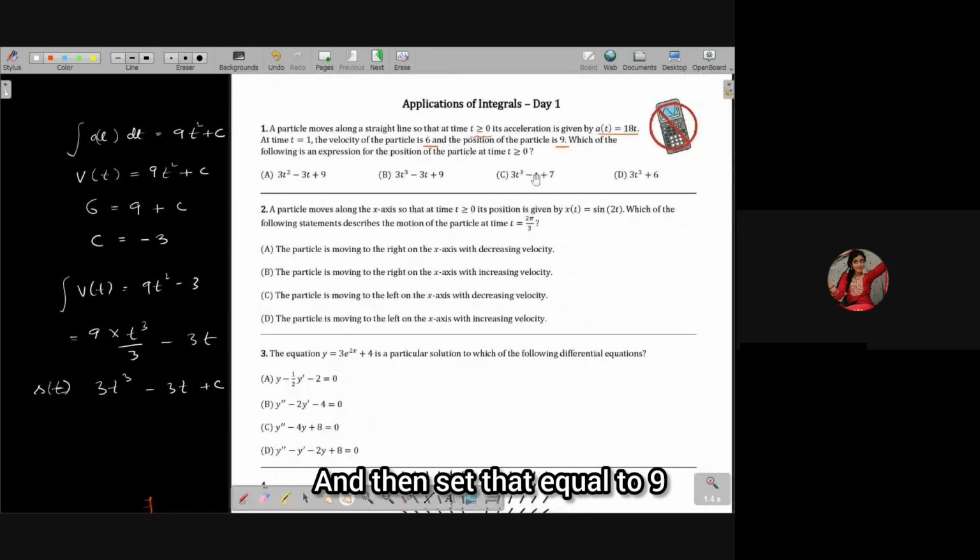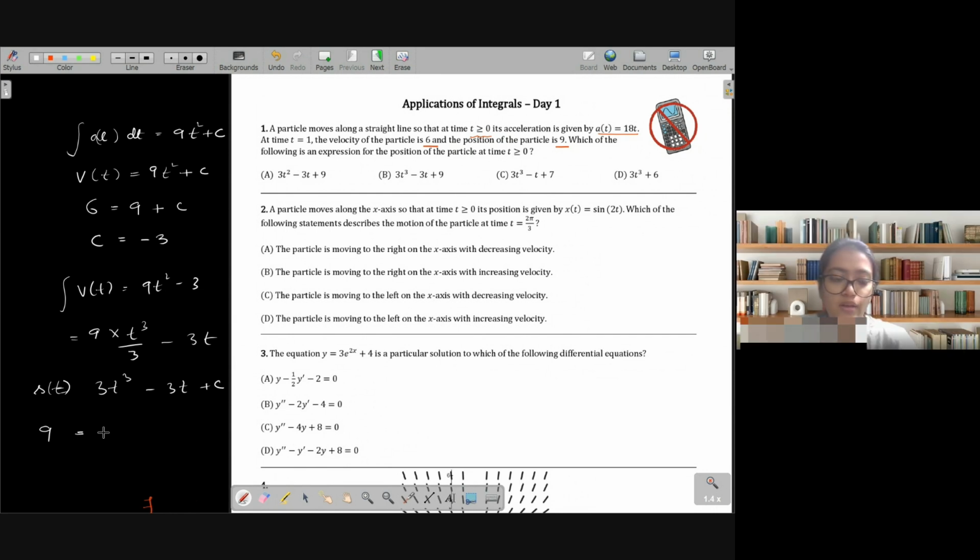And then set that equal to 9 and still sub in 1. So we'll get 3 minus 3 plus c, so c is equal to 9. So we have the position: 3t cubed minus 3t plus 9, which is answer choice B.